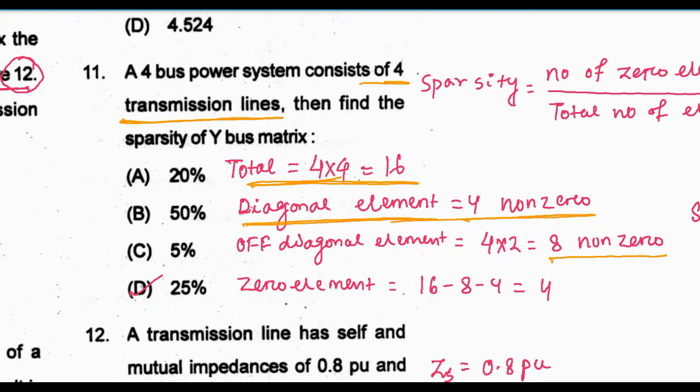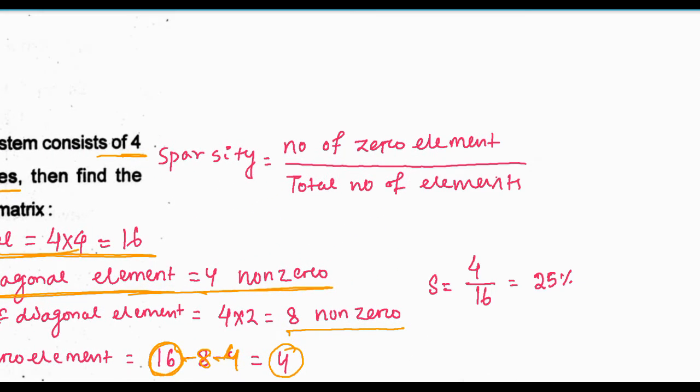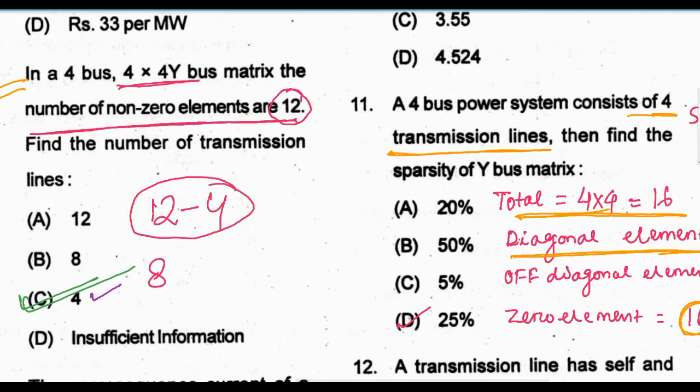So what are the zero elements now? The rest are the zero elements. Total elements 16, minus 8 non-zero off-diagonal and 4 diagonal elements. So the answer is 4 zero elements. So what is the sparsity? Sparsity is 4 by 16, which is equal to 25%. So option D is the correct answer.